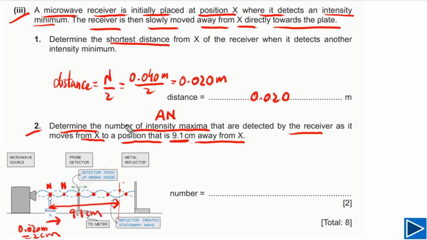So the distance between X and the new position here is 9.1 centimeters. Now the question is asking us to determine the number of intensity maxima. So this is one intensity maximum, so this is 1. Here we have the second one, here we have the third one, this one will be the fourth one, and this one is the fifth one. So the total number of intensity maxima detected by the detector when it is moved from X to the new position, 9.1 centimeters away from X, is 5. So the total number of maxima is equal to 5.